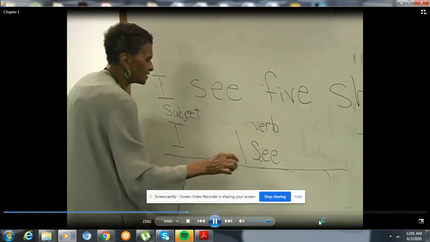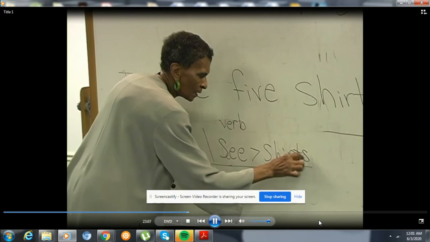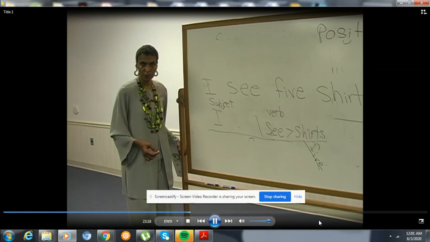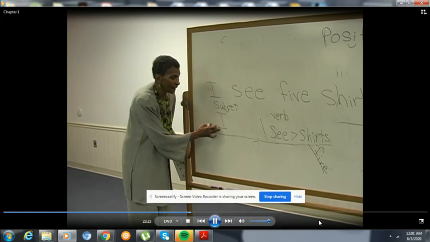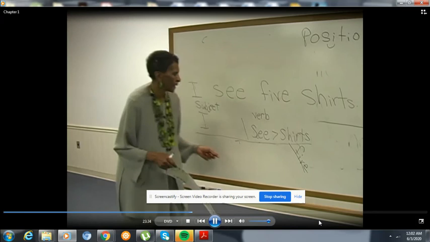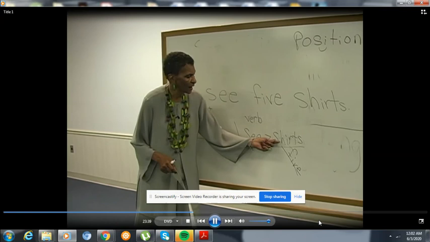What do you see? I see shirts. How many shirts? Five. And diagramming sentences teaches children really to proofread their own work, to write sentences that make sense. What's your subject? I. Who's doing something? I. I does what? See. See what? Shirts. How many shirts? Five. Your subject is I, your verb is see, your direct object is shirts, and how many shirts?